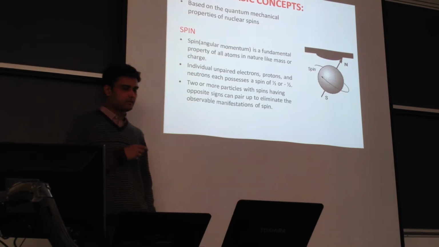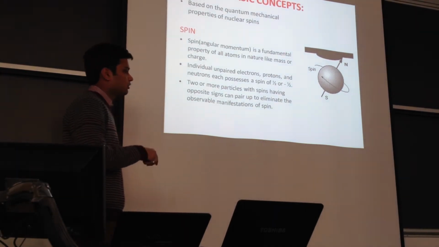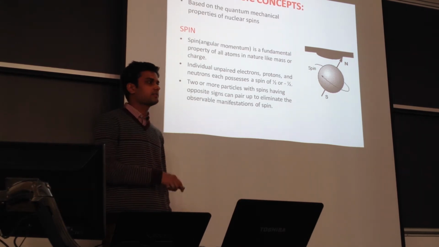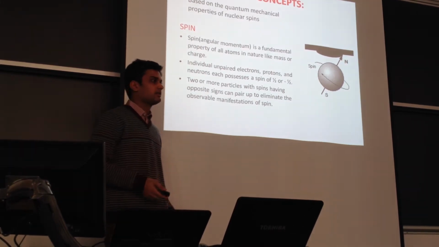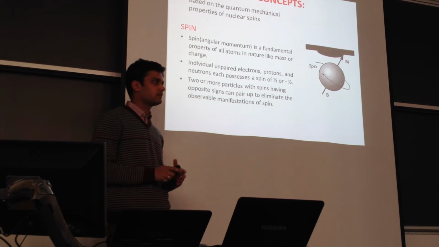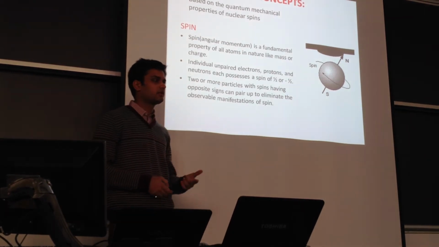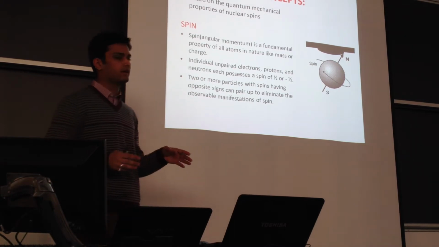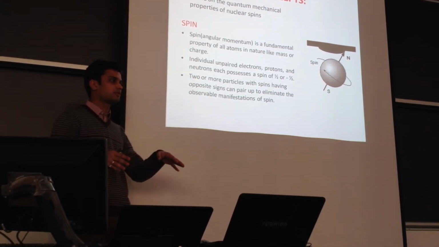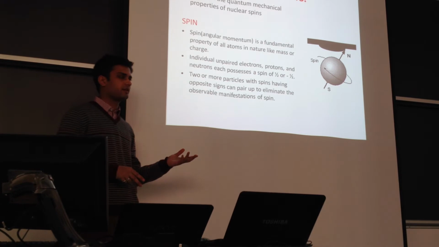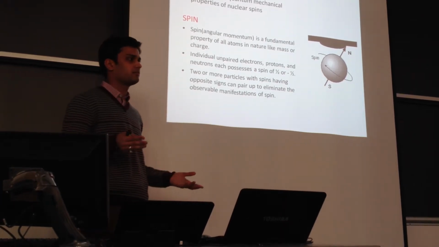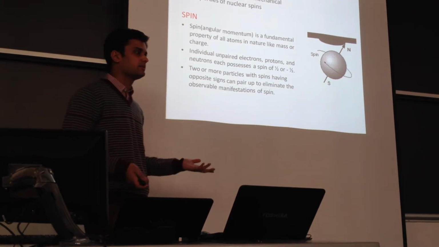So the important point here is that two or more even number of particles, if they have opposite sign of spin, they'll eliminate all the manifestations which an individual proton or neutron can produce. So what I mean is, if we have a system in which we have 4 protons and 2 of them have plus half and 2 of them have minus half, then the manifestations of the spin will not be observed because the net field will be 0.